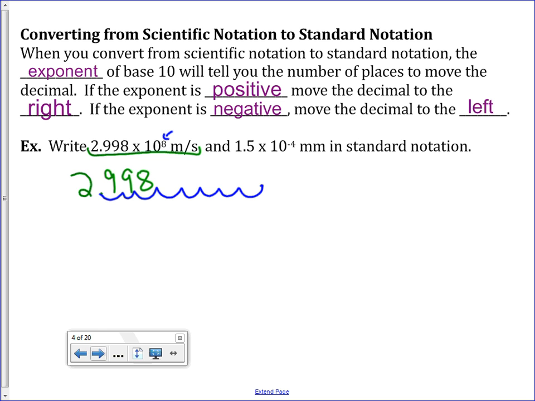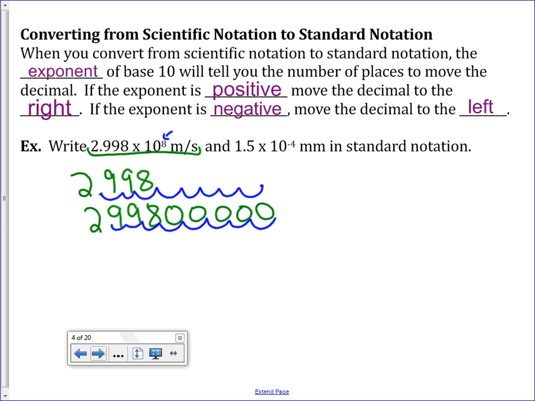So in this case, we'll have 2998 followed by 5 zeros. And we can imagine that the decimal place is there. We won't actually draw it in or write it in, but we'll imagine that it is there. And if we count the number of places now that we've moved that decimal, we've moved it 8 places. So we moved it 1, 2, 3, 4, 5, 6, 7, 8. And we now have a number in standard notation.